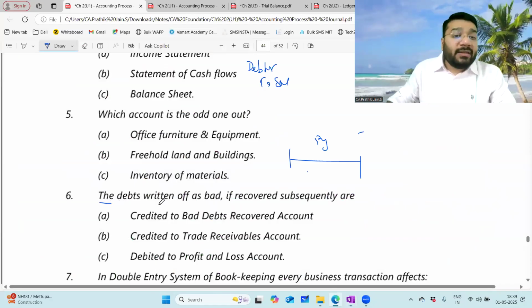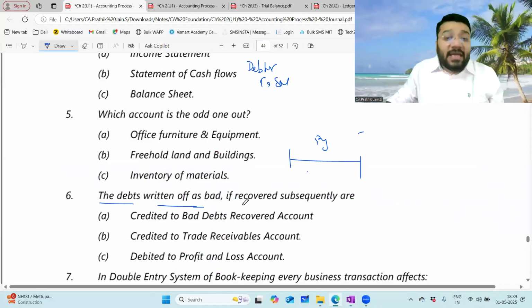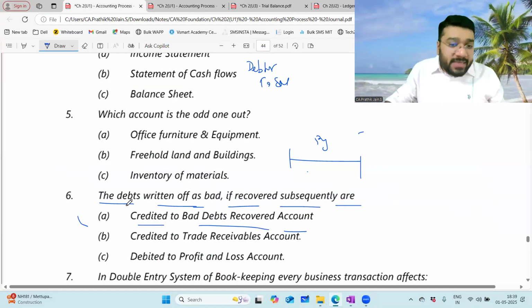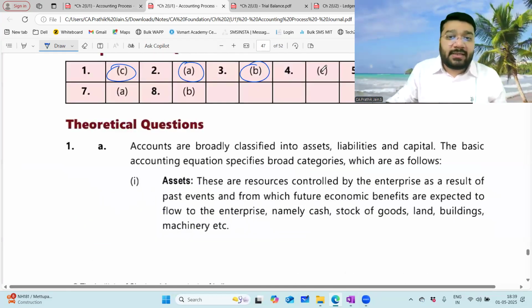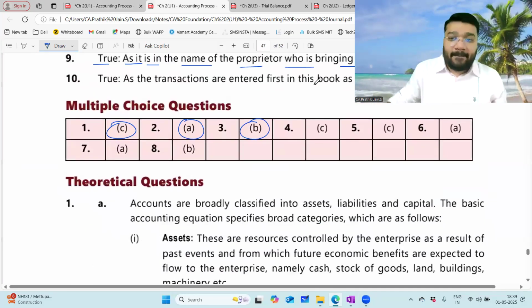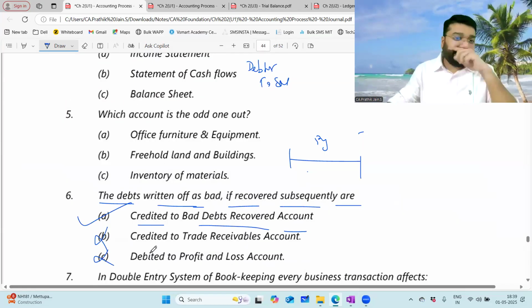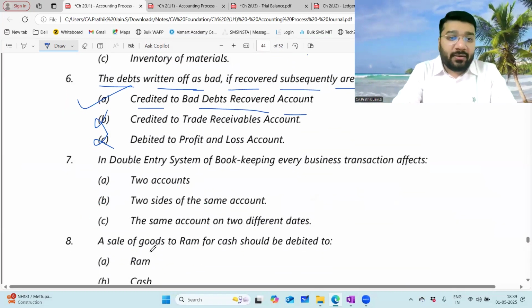Now what is the question saying? The debt written off as bad debt earlier, if recovered subsequently, is credited to which account? Credited to bad debt recovered account. 6A is the right answer. This is wrong. 6A is the right answer. Any problem? Okay. Seventh one.